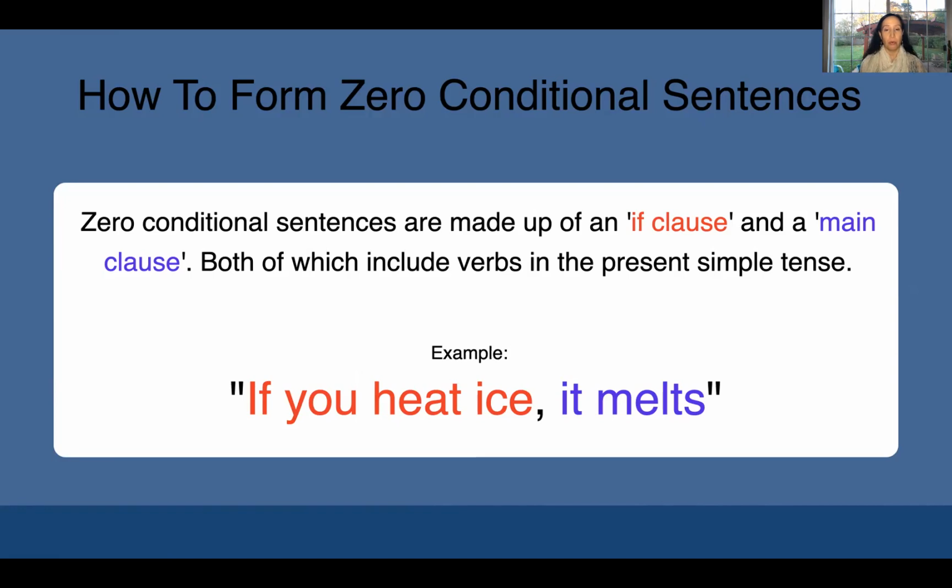How to form it means how you put it together. This is the if clause because it has if. It's not a complete sentence yet. And a main clause. This is the main clause, it melts. If clause, main clause.